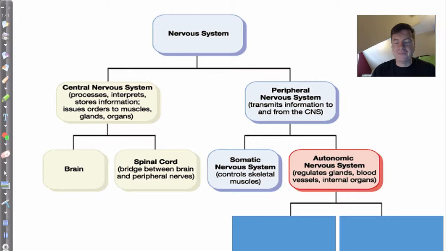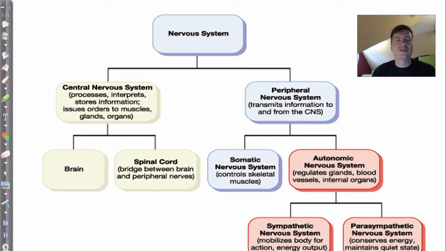And that's going to be the response that actually controls those glands and organs and other parts that you do not control. Even within this, we can see two divisions, the sympathetic and the parasympathetic. We'll delve into these a little bit more later.